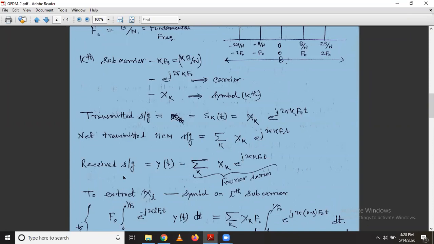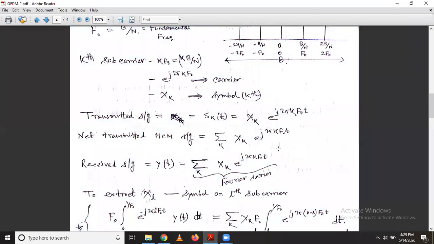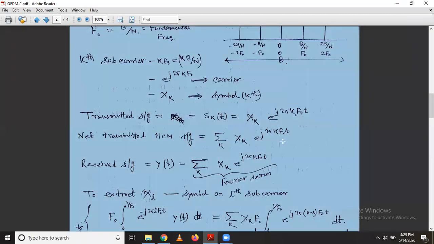The received signal will be nothing but the same, as we are considering here, because this signal is transmitted and the same signal we are receiving. We are considering here that there is no noise. That is not possible actually, but we are considering that there is no loss of information, no noise through the channel. For this case, whatever signal we transmit, the same signal we receive at the receiver side.